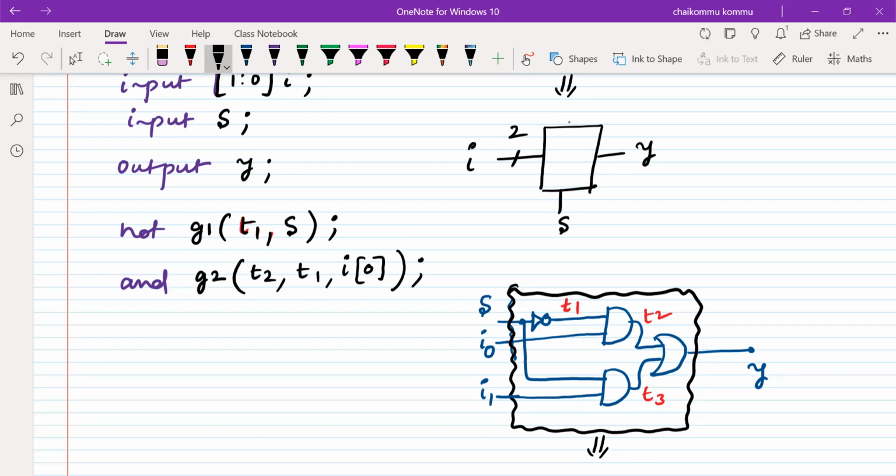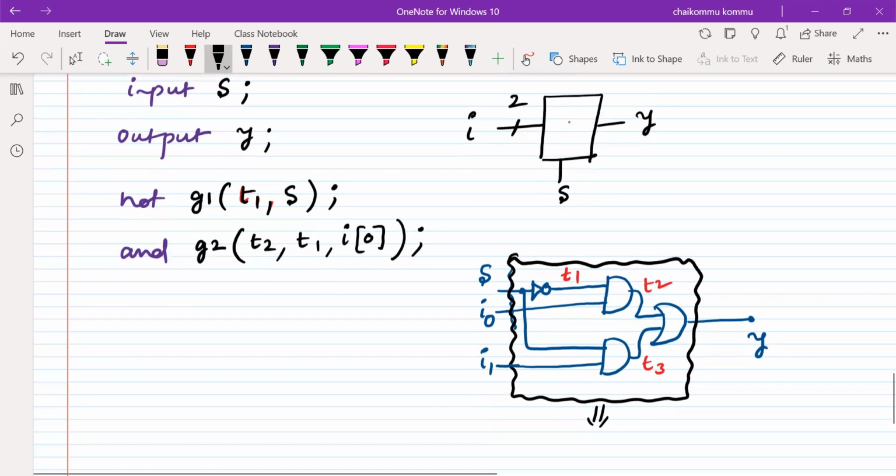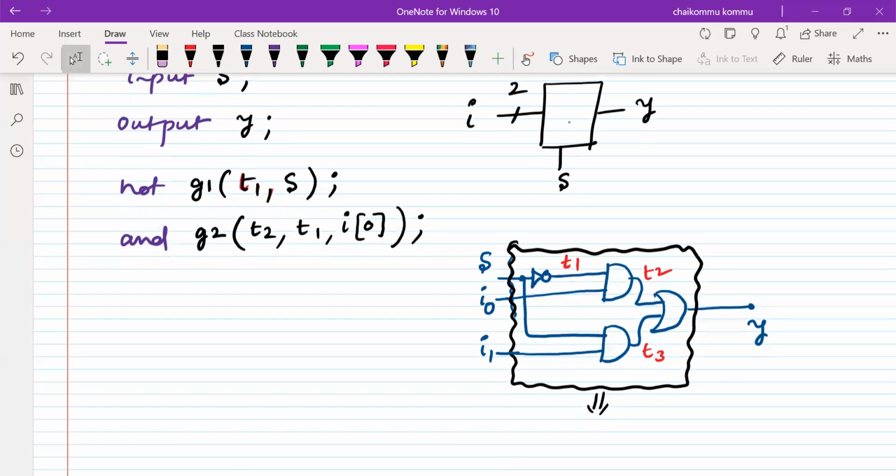But T1, T2 I am writing in scalar notation, but I0 I am writing only in vector notation. Please remember, if you want, T1 can also be in vector notation. You can also use that way. It doesn't matter. Another one is AND, G3. The connections are T3, comma, T2, comma, S, comma, I of 1.